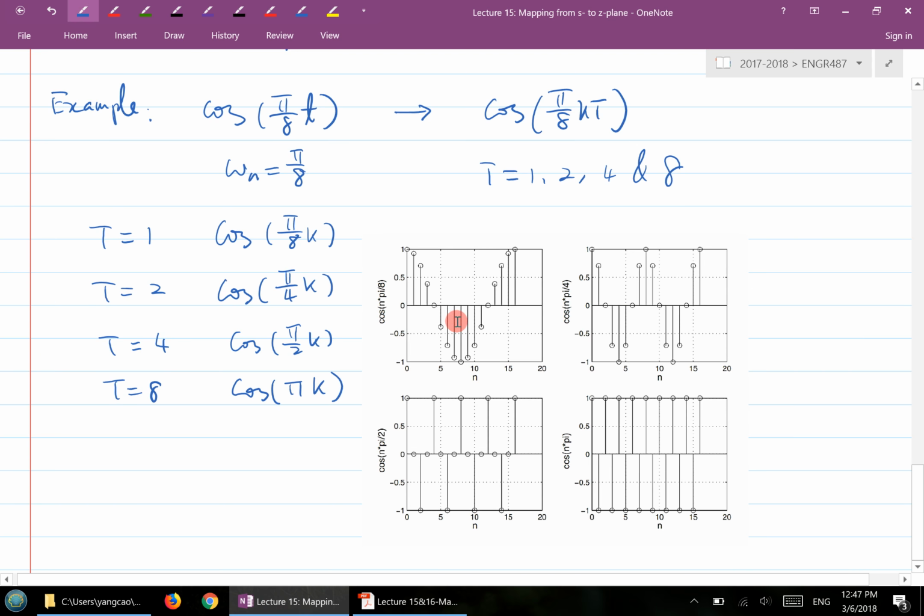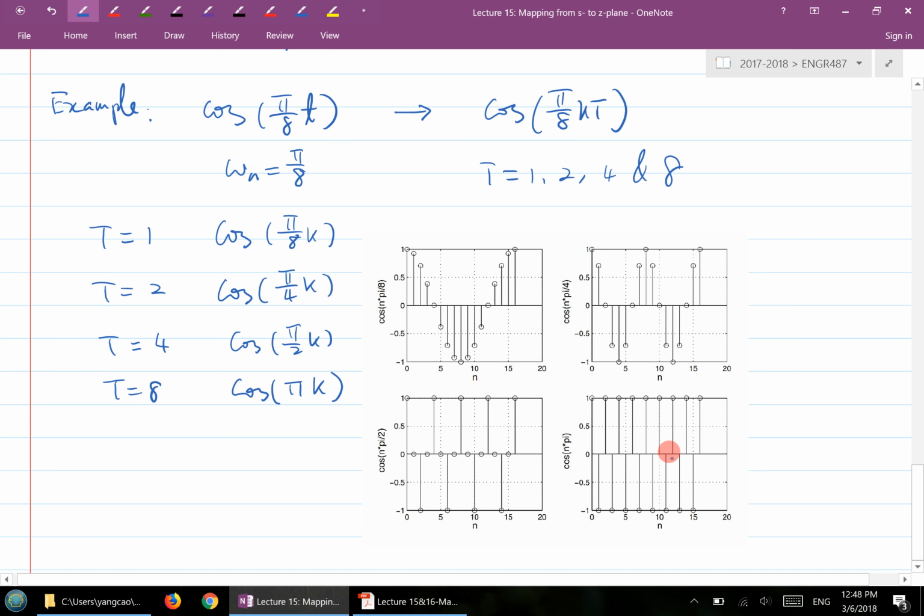When T equals 1, this is the sinusoid, and it definitely looks like a sinusoid. When T equals 2, it still looks like a sinusoid, but you have fewer samples per period. When T equals 4, you get this. When T equals 8, you get this. That's such a big sampling time that you can't actually see this is from a sinusoidal curve at all.